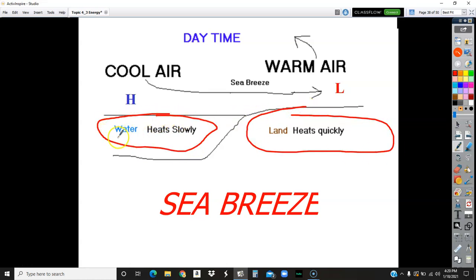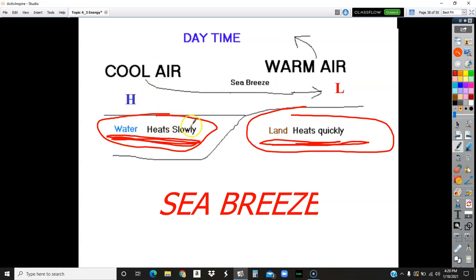Well, water, because of that high specific heat, takes a long time to heat up. The land has a lower specific heat. Sand heats up quicker, right? You go to the beach, you forget to put your flip-flops on, you step on the sand barefoot, right? Ow, ow, ow. You're burning your feet. The water doesn't happen that way, right? The water takes a long time.